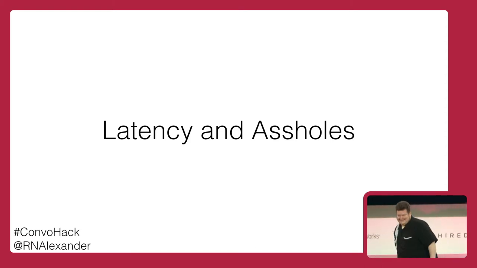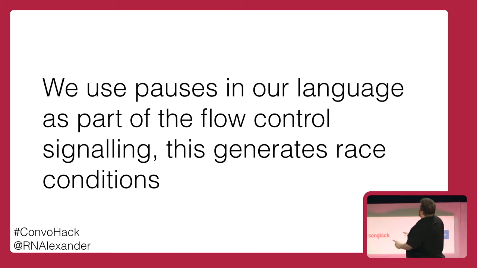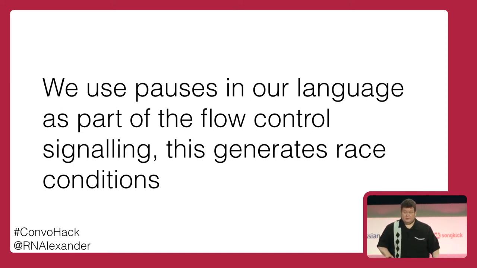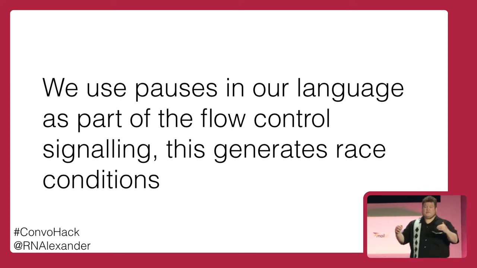You're going to deal with a lot of these. So, okay, first one. We use pauses in our languages as part of flow control signaling, and this causes race conditions. This is where latency screws us up, all right? Every time there's a pause in conversation, it's like someone's firing off a starting pistol, and that start signal is when everyone goes and jumps in.